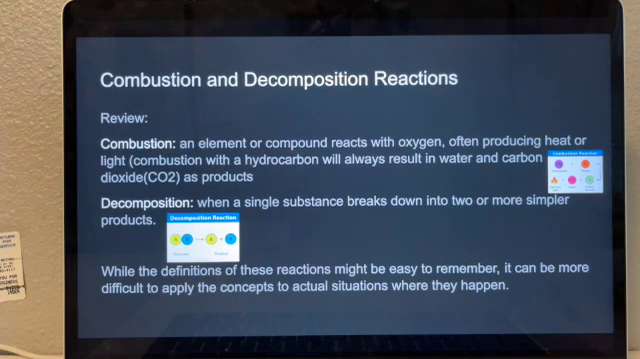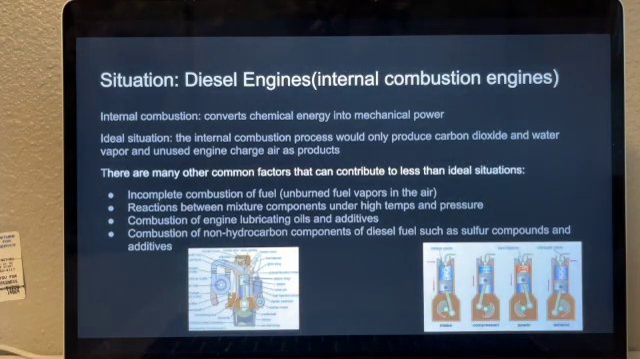These can be easy for me to remember, but it's harder to apply these ideas to actual real-life situations where you see them happen. The situation I chose to talk about is diesel engines, which are also internal combustion engines. So obviously we're talking about combustion here.